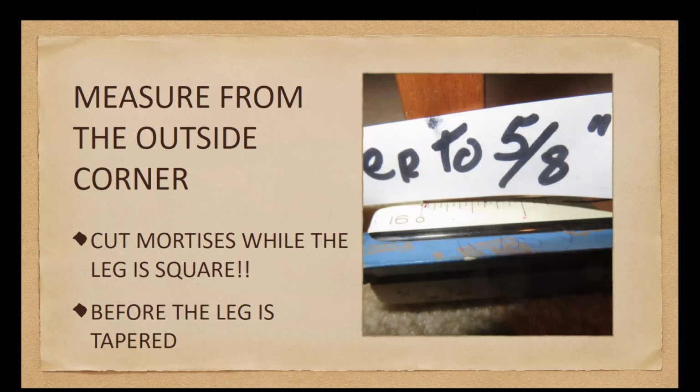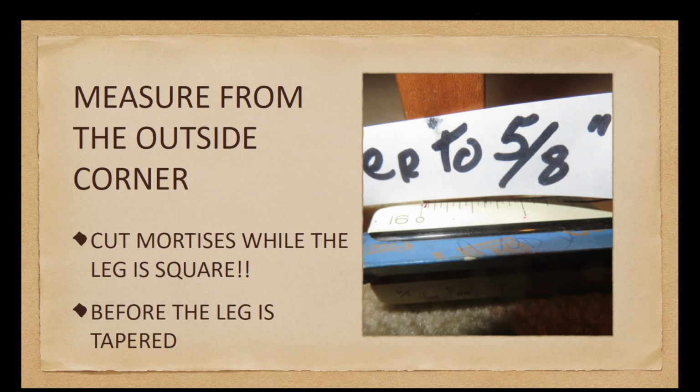This picture shows that I made this, you can see that 16, that's an architect's triangle there, and that leg tapers down to about 5/8 of an inch. Remember, cut the mortises while the leg is square. It'll make it a whole lot easier.